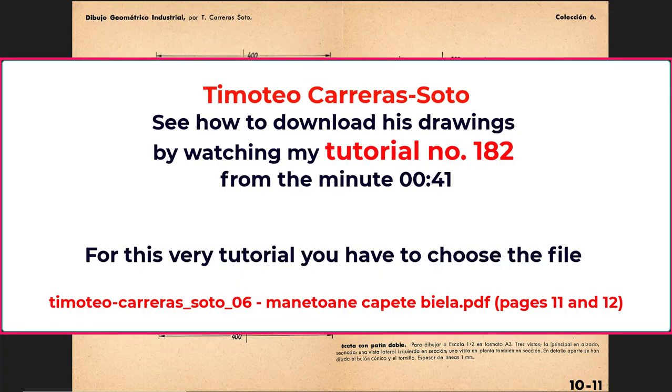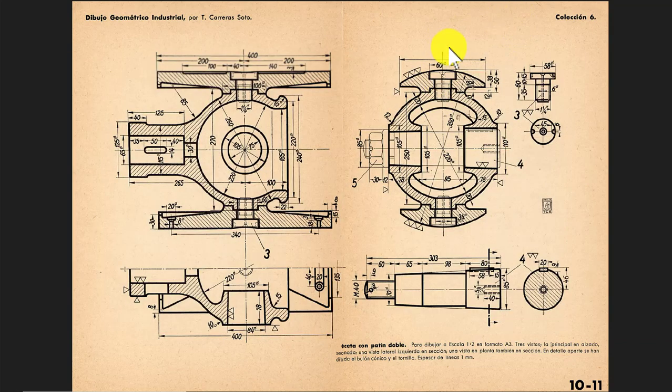See how to download his drawings by watching my tutorial number 182 from the minute 0041, which means from the 41 seconds. For this very tutorial, which we have here, you have to choose the file Timoteo Carrera Soto number 6, pages 10 and 11, two separated pages which are combined by me in this picture.